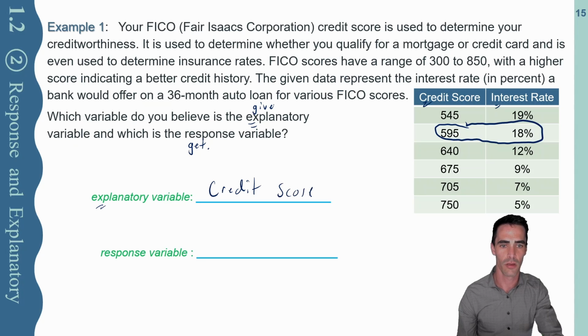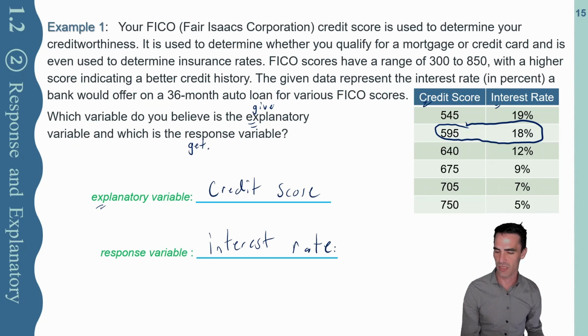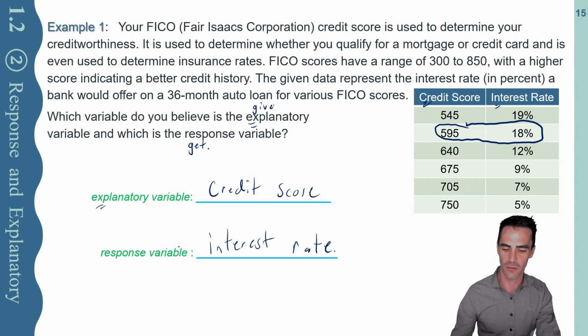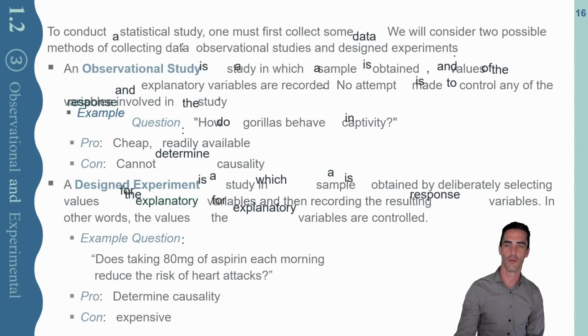should explain the interest rate. And that's the idea, the chicken and the egg, which one came first. For this example, credit score helps explain the interest rate. And ultimately, the interest rate is what we're interested in pursuing.